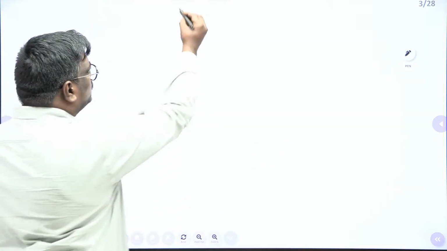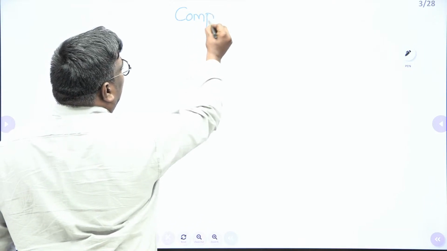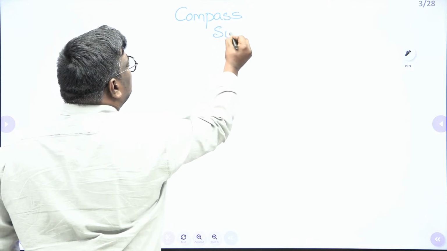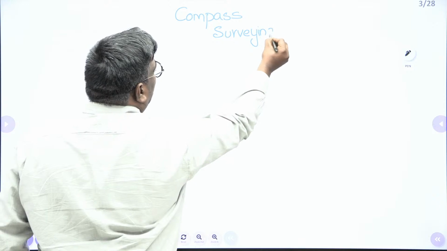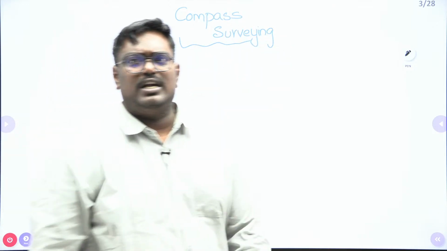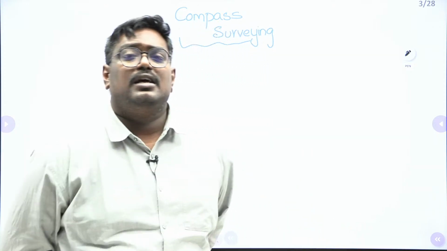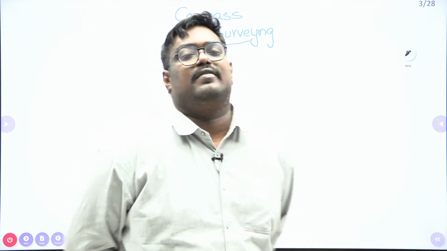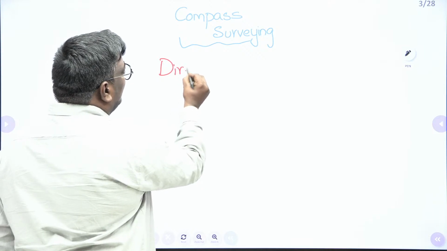Now see my dear students, every year I see a question from compass surveying. So what exactly do you mean by compass surveying? Any idea, my dear students? Compass surveying is done with an instrument where the bearings, or the angles, or the direction of the survey line is measured with the help of a compass.